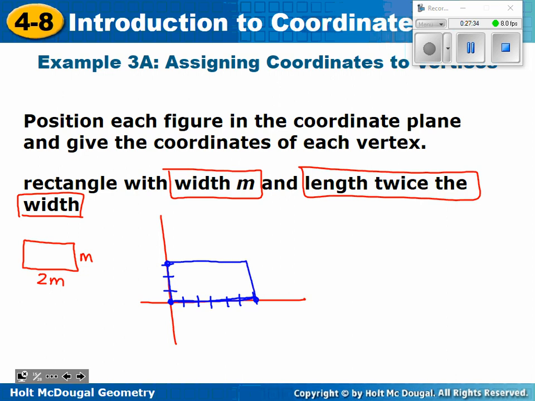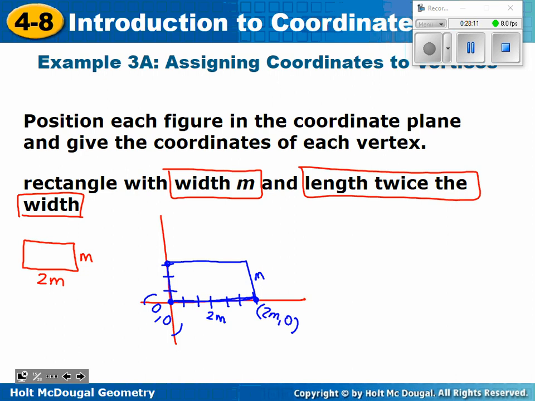But now let's label those coordinates. So what is the coordinate at the origin going to be? 0, 0. And how far did we go to the right? So what is the coordinate on the x-axis going to be? 2m, 0. Remember, we went right 2m, right? We went right 6. So this distance here, even though it's 6, we're calling it 2m, and we're calling this m. So we went right 2m, so it's 2m, comma 0.